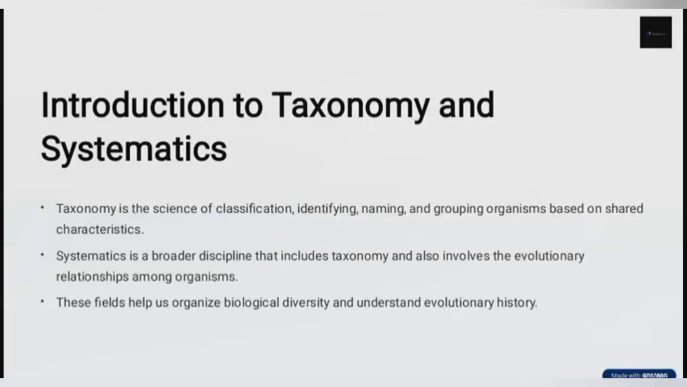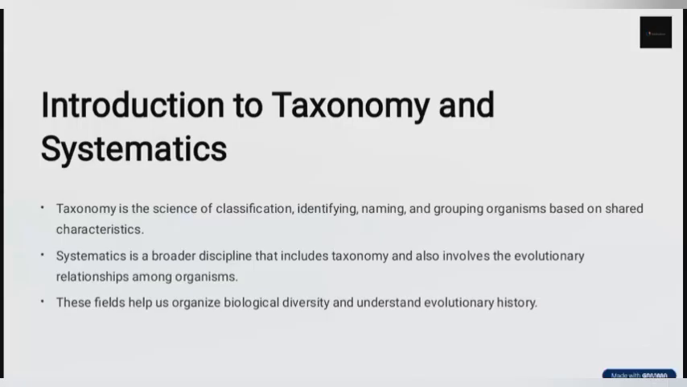All right. So, introduction to taxonomy and systematics. Taxonomy is the science of classification, identifying, naming, and grouping organisms based on shared characteristics. I'll read it again. Taxonomy is the science of classification, identification, naming, and grouping organisms based on what? Shared characteristics. Then systematics on its own is a broader discipline that includes taxonomy.